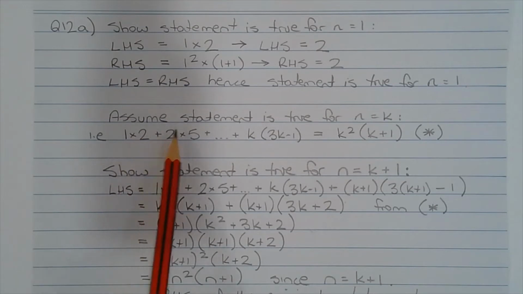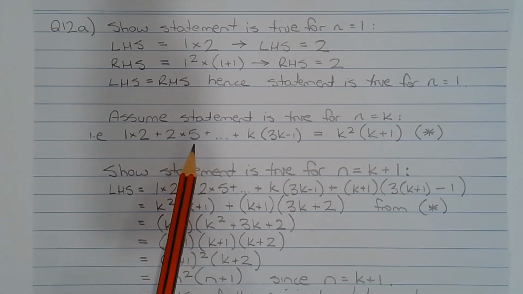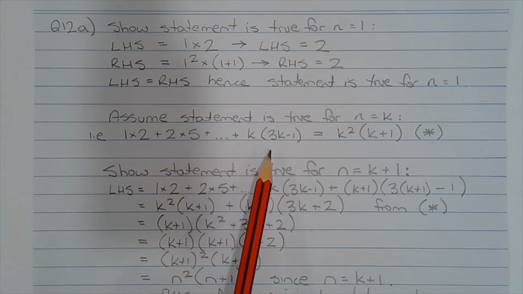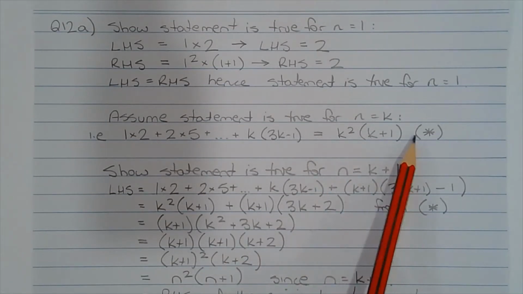The next step is to assume the statement is true for n = k. That is, 1 × 2 + 2 × 5 + ... + k(3k − 1) = k²(k + 1). And I've labelled this line with an asterisk.